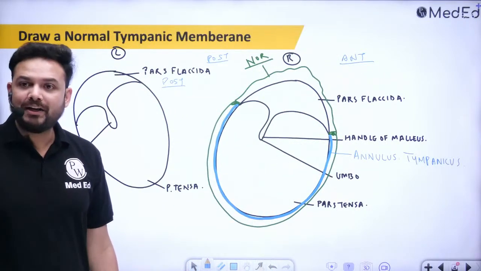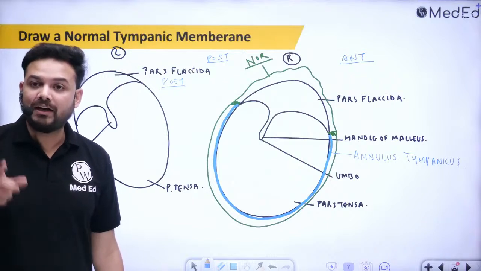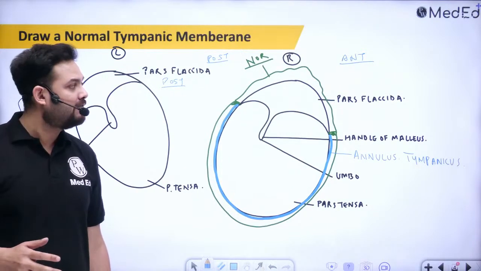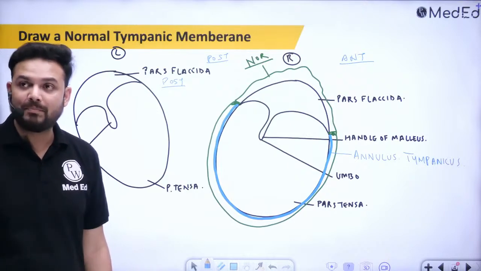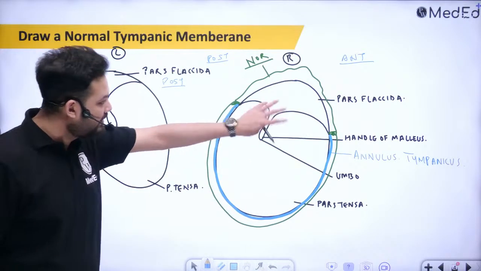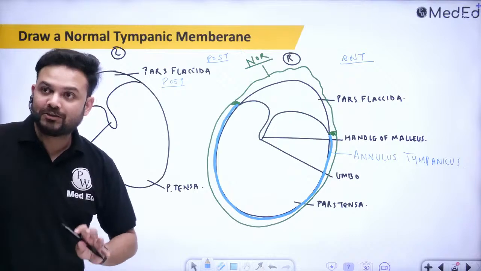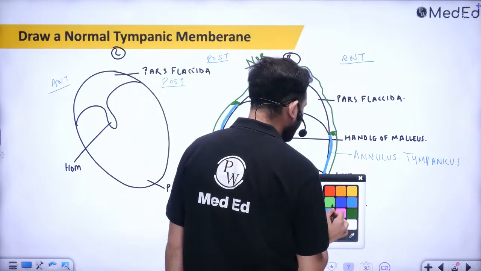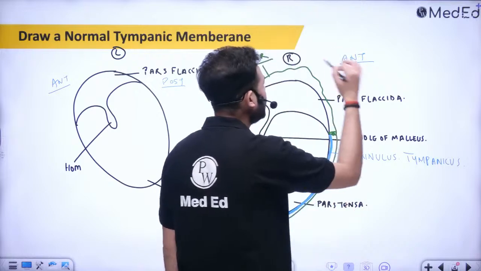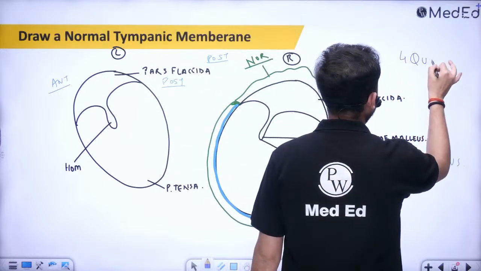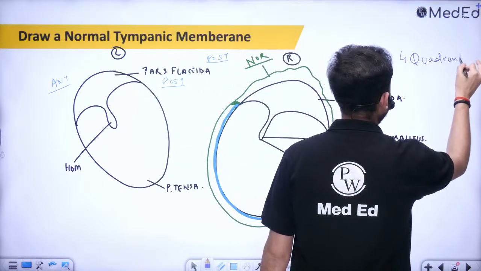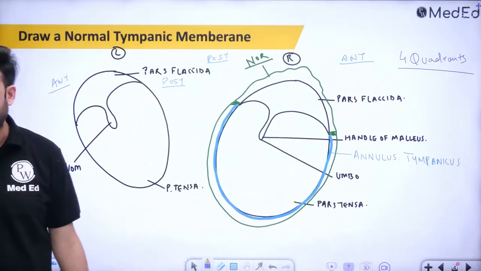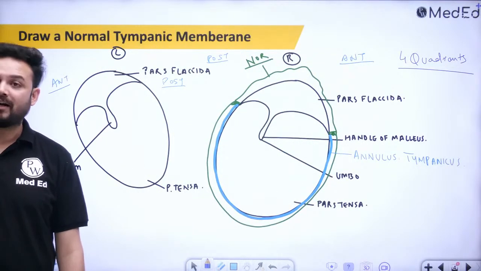Now, you need to divide the tympanic membrane into 4 quadrants. Okay, because this is a very important point when we do pathologies. We should know where in the tympanic membrane the problem has occurred. So this tympanic membrane has to be divided into 4 quadrants. Your favorite question in viva: how do you divide the tympanic membrane into 4 quadrants? How will we divide it?